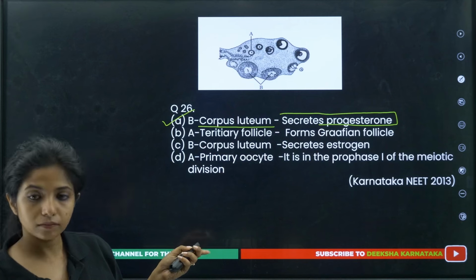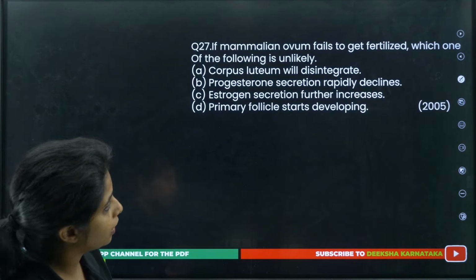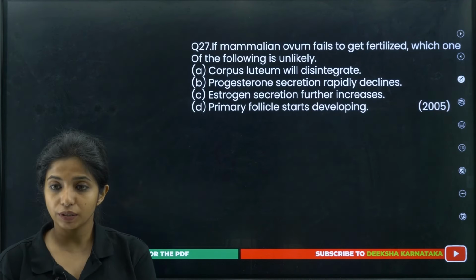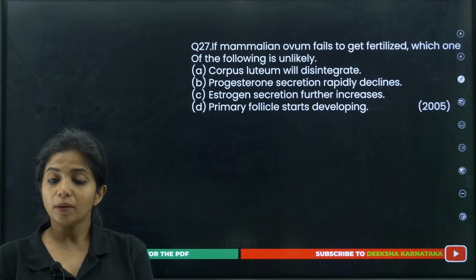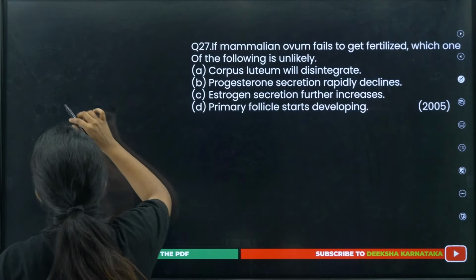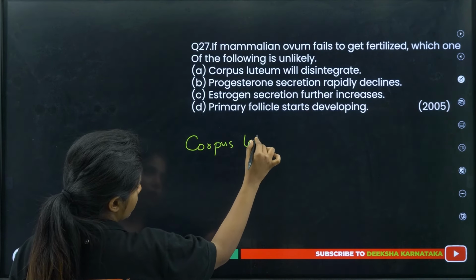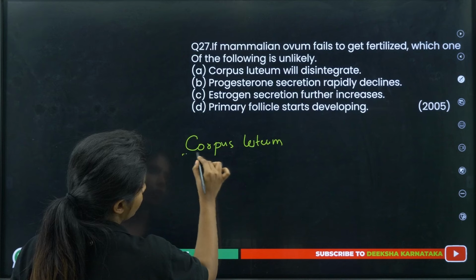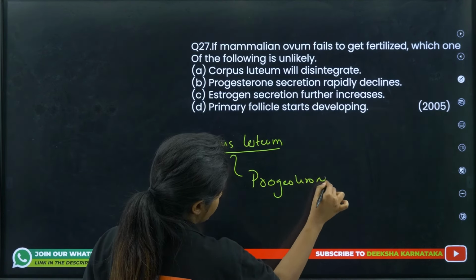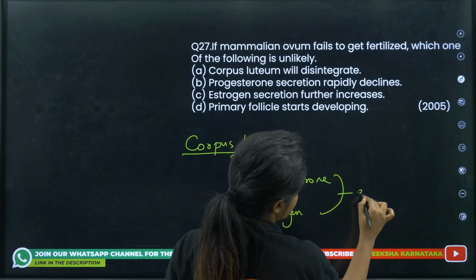Okay, fine. Going ahead. If a mammalian ovum fails to get fertilized, which one of the following is unlikely? If the ovum is not fertilized, which one of them is unlikely? I'll tell you what all happens when it is not fertilized. Initially we have corpus luteum, which is formed after the ovum is released, right? Corpus luteum secretes progesterone, and it also secretes estrogen, both of which maintain the endometrium.